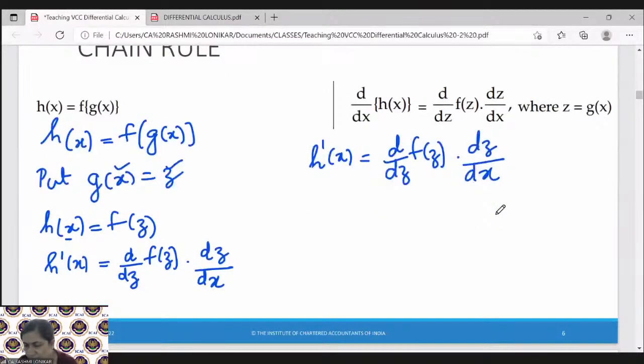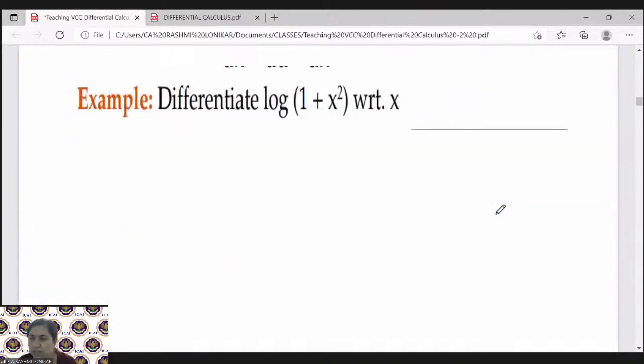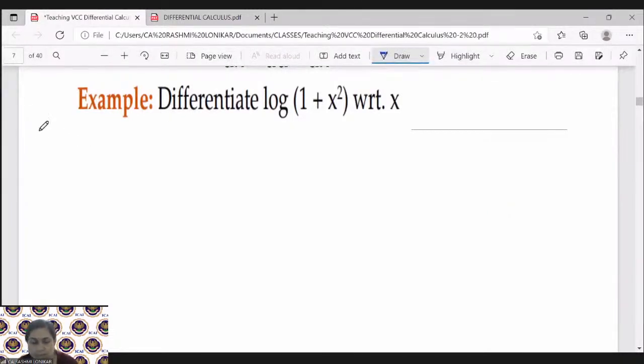So let us take an example for you to find it. Normally, let us see this example. We know that if I want to find d by dx of log of x, it is 1 upon x, right? I know that is the formula. But here it should be x.